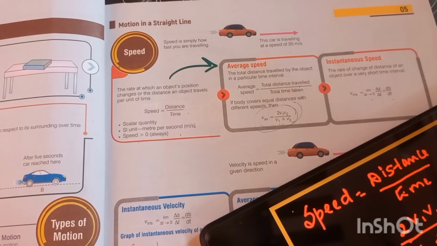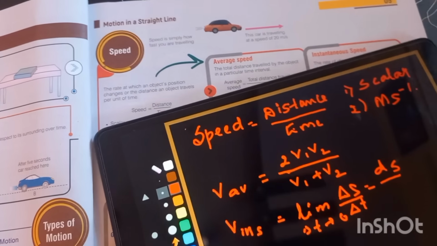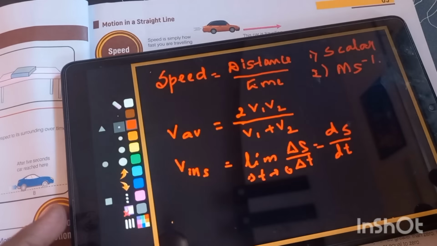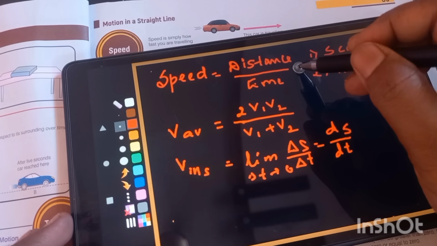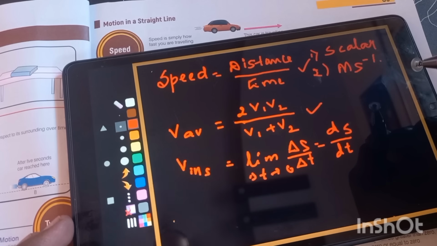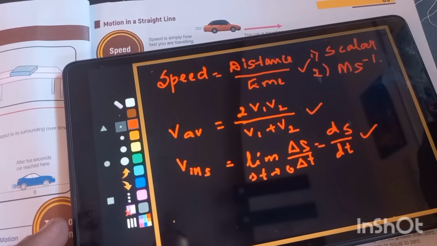Instantaneous speed is defined as the rate of change of distance of an object over a very short time. V instantaneous equals the limit as delta t tends to 0 of delta s upon delta t, which is equal to ds by dt. So this is the general equation of speed, this is the average speed equation, and this is the instantaneous speed equation.